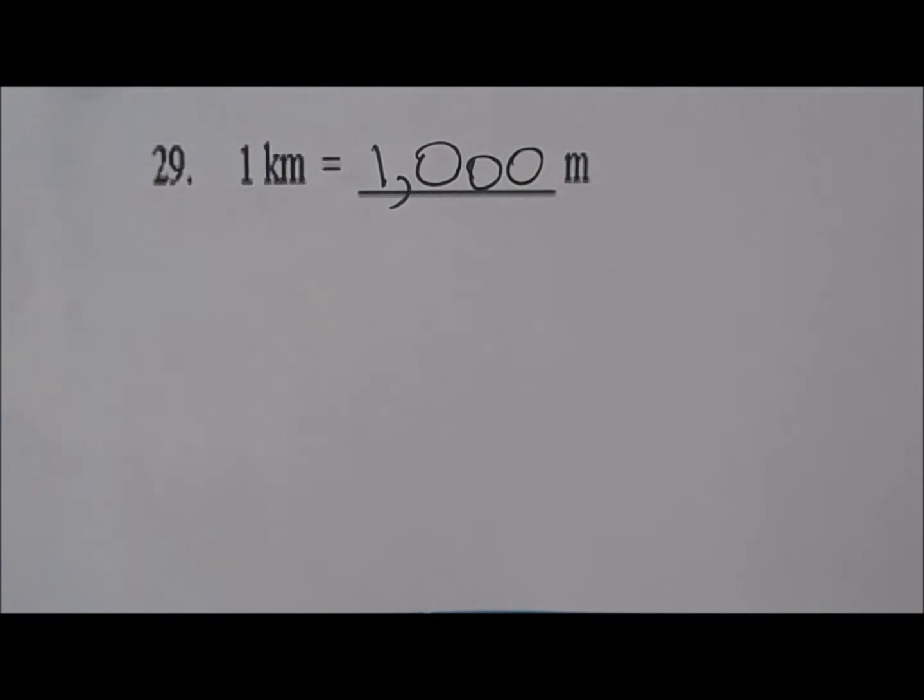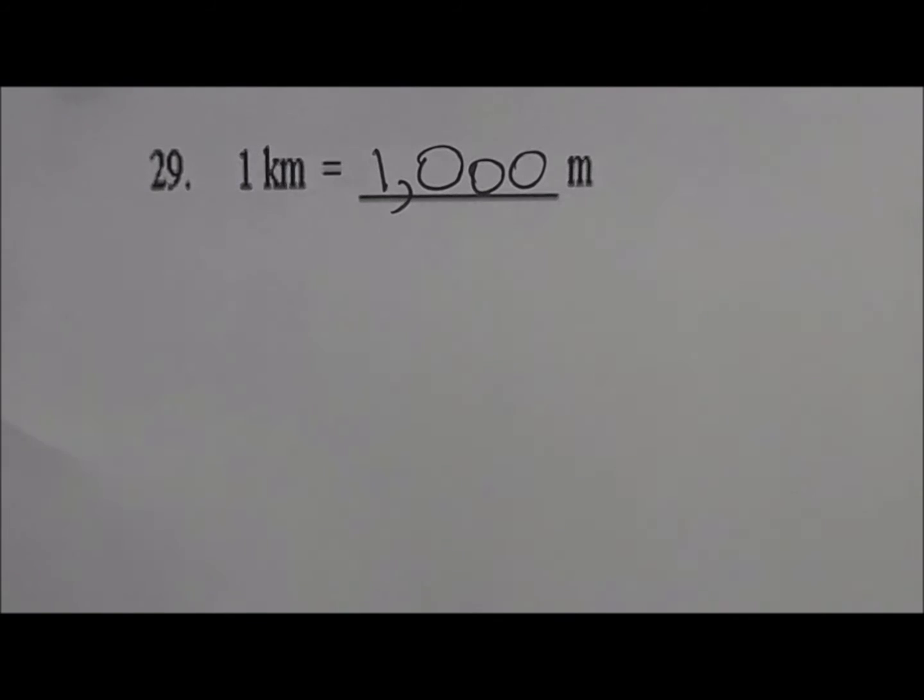Okay. How many meters in 2 kilometers? 2,000. So just multiply 1,000 by 2 and continue. How many meters in 5 kilometers? 5,000. Good. Okay, let's move on. Number 30.